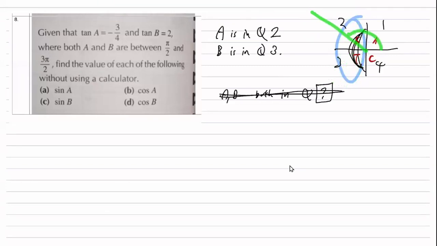Let's just check. If it is in quadrant 2, sine is positive, S is positive. Everything else, including tangent, will be negative. Does it tally with -3/4? Yes, it does. So therefore, quadrant 2. Same argument, and you conclude that B is in quadrant 3. Okay, so this is like two separate pieces of information. Then you can use that to solve for part A, part B, and then part C, part D.